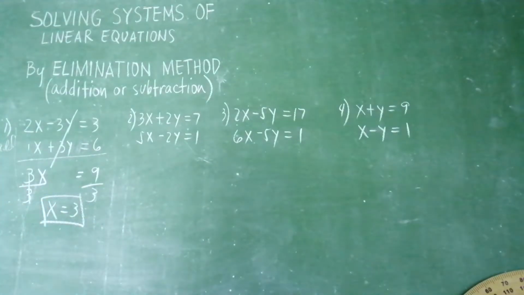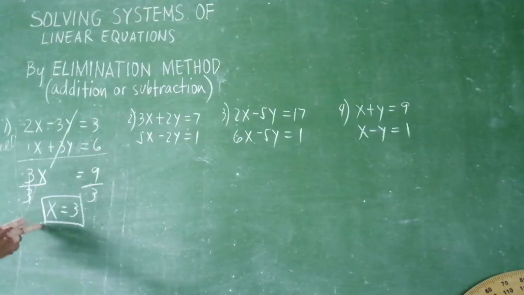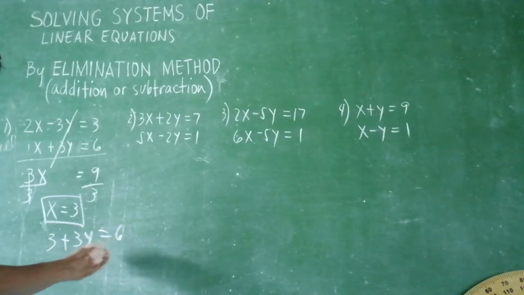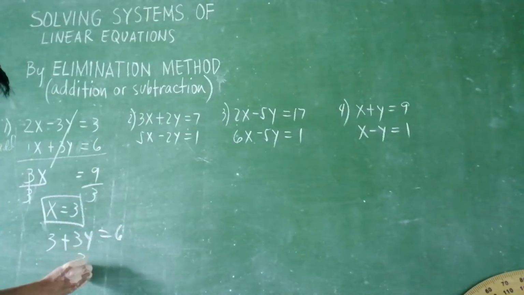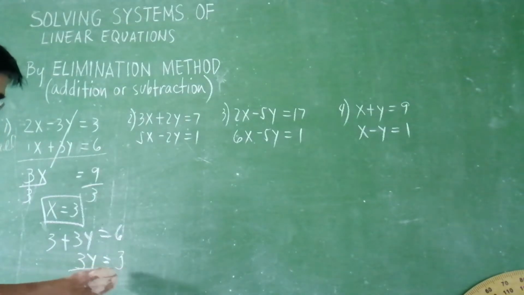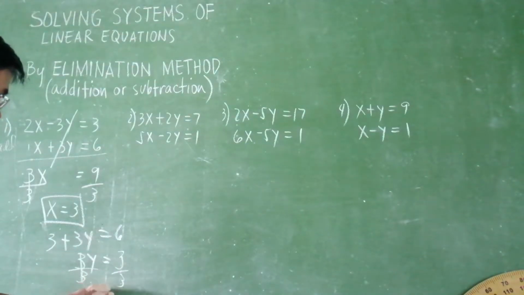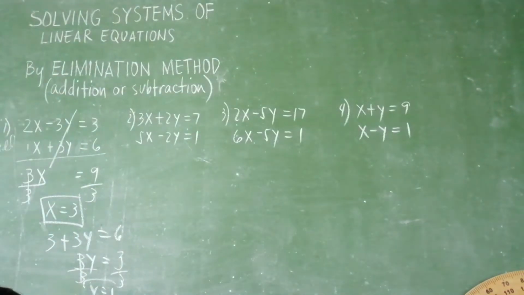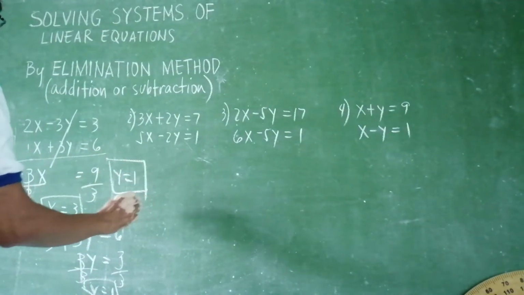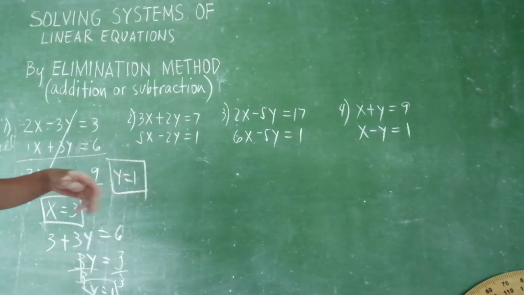Now after finding a value for one variable, you can now use substitution. You may use any of the equations given. For example, in equation 2, when x is 3, so 3 plus 3y equals 6. Transpose 3 to the other side. So 3y will be equal to 6 minus 3 is 3, divided by 3. So y will be equal to 1. There. So the two values are x equals 3 and y equals 1.